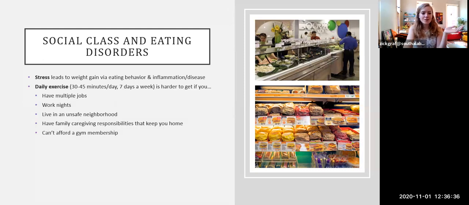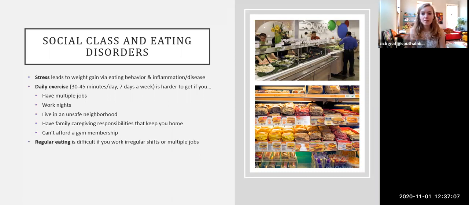It's recommended to engage in 30 to 45 minutes of moderate physical activity every day in order to prevent weight gain. But this is a lot harder if you are working lots of different jobs, if you work nights, if you don't live in a neighborhood with access to safe outdoor spaces, or if you don't have a car or can't afford a gym membership, if you have a lot of family responsibilities that keep you home because you can't afford daycare for your kids or a nursing home for your elderly relatives. All of these things are barriers to exercise and physical activity that are disproportionately experienced by poor people.